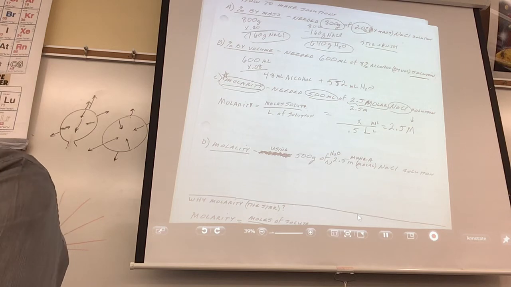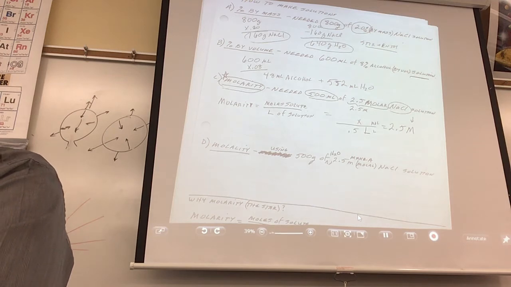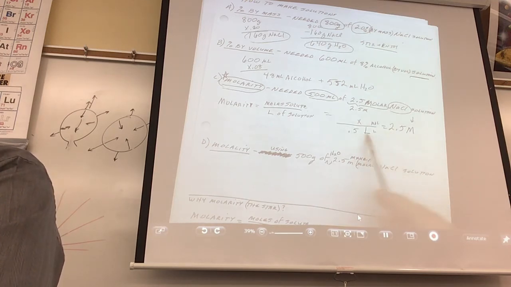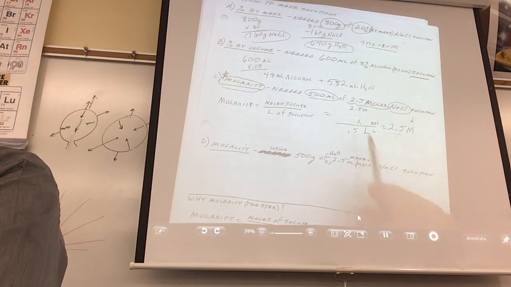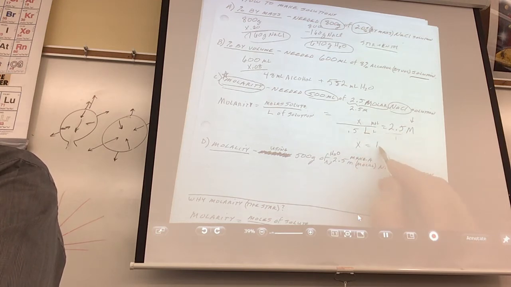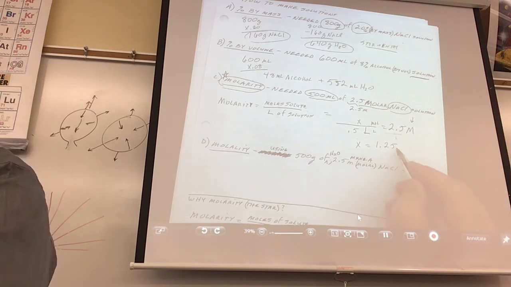And now, all I have to do is figure out how to make this solution. So what's going to happen here is, can you guys do the math here? This is 0.5, and this is like 2.5 over 1 if you like doing a cross multiplication, but you can also just multiply both sides by 0.5, can't you? X equals 2.5 times 0.5. What's that? 1.25.